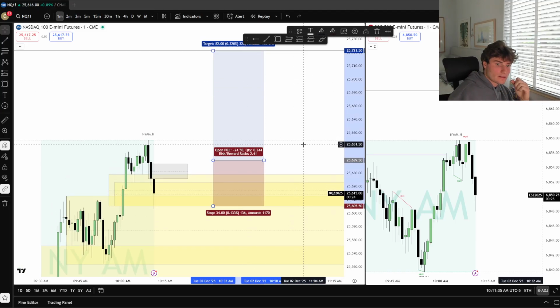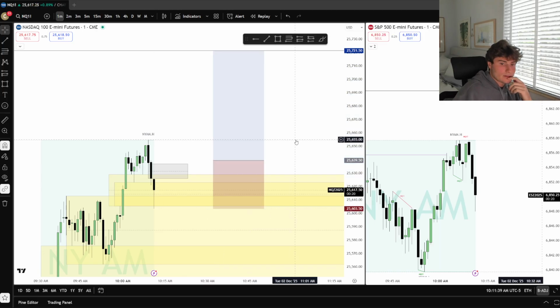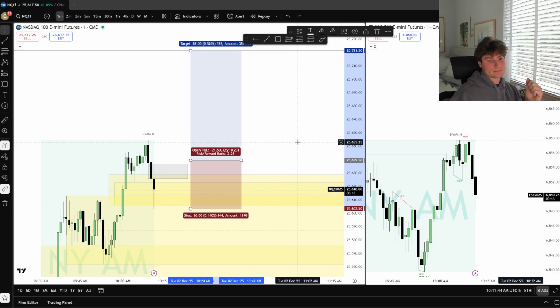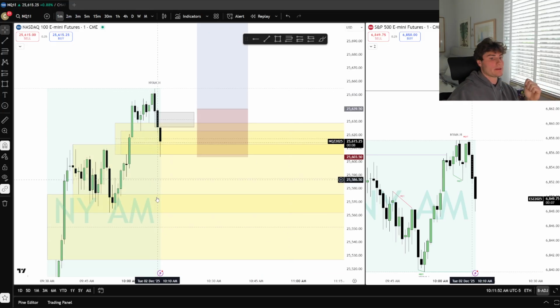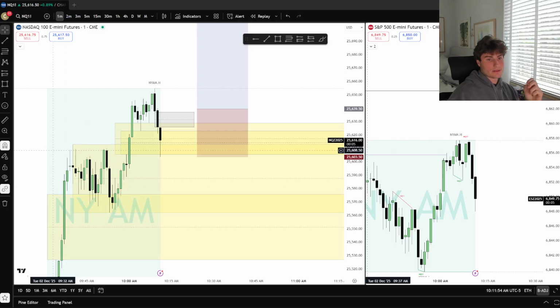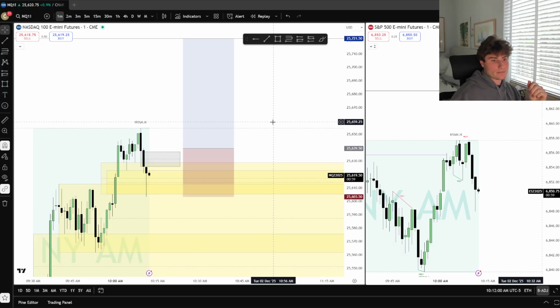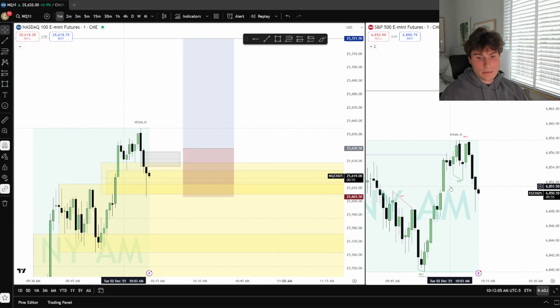Let's see. I hope price leaves behind this. We have so many PD arrays stacked, as you guys can see. Three, two, one. Okay, let's see if we get an inversion here. I would like to see some displacement.